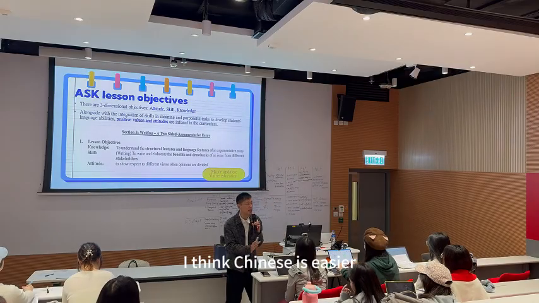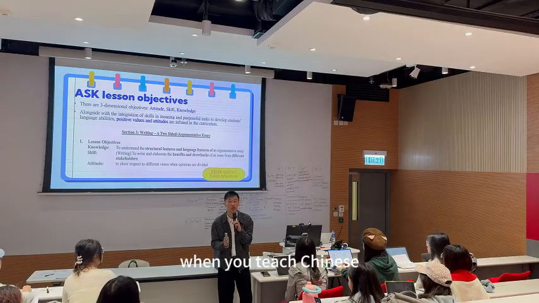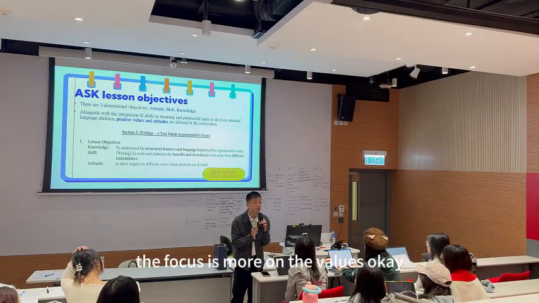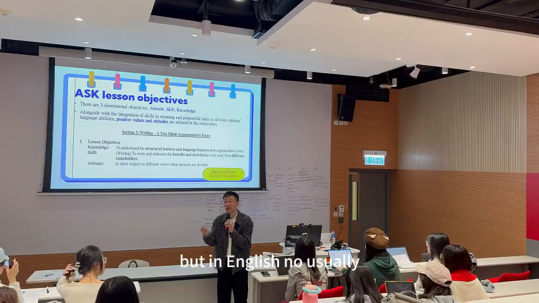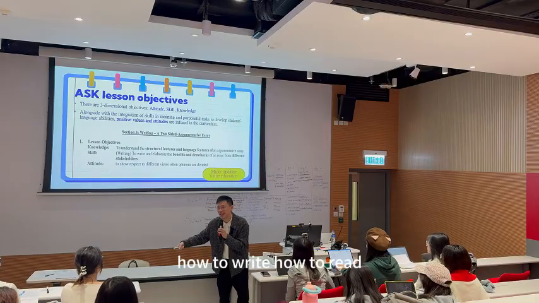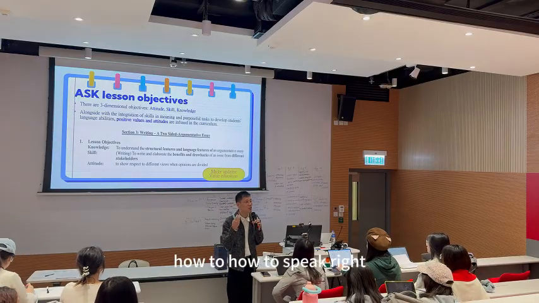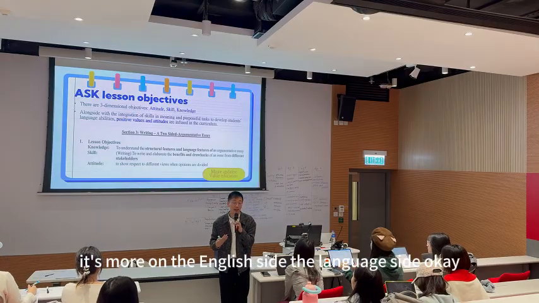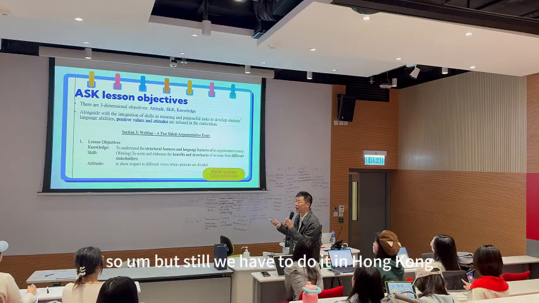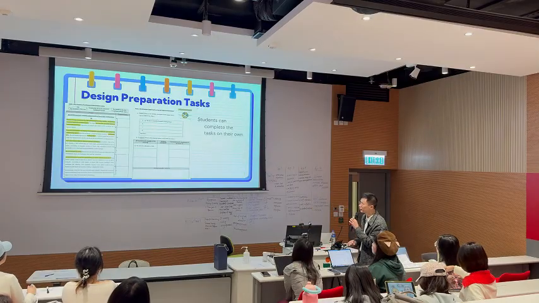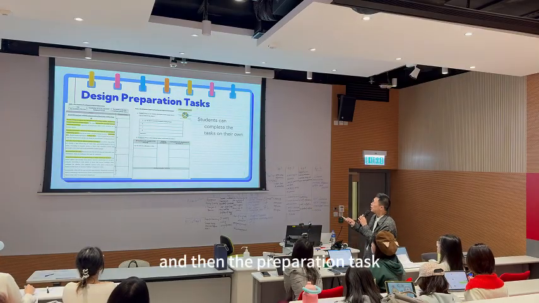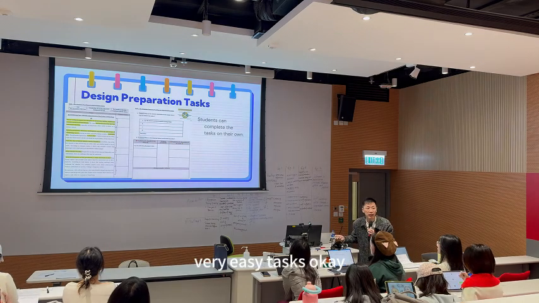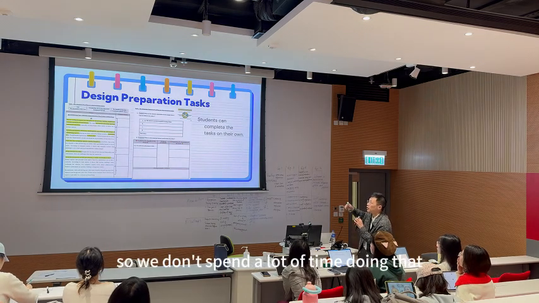I think Chinese is easier because in Hong Kong when you teach Chinese, the focus is more on the values. Okay, but in English, no. Usually it's more practical: how to write, how to read, how to speak, right? It's more on the English side, the language side. But still we have to do it in Hong Kong. And then the preparation task, students can complete the task by themselves, very easy tasks. So we don't spend a lot of time doing that.